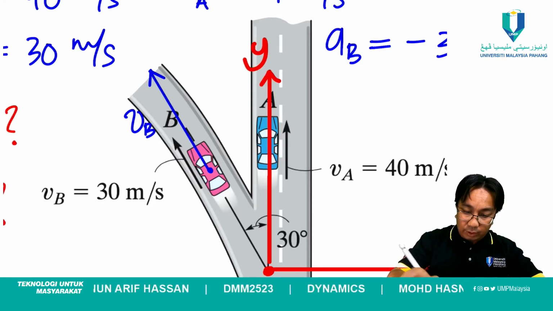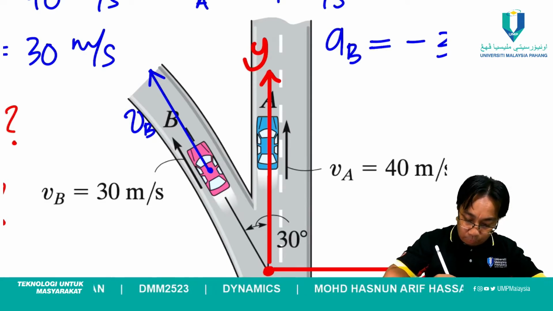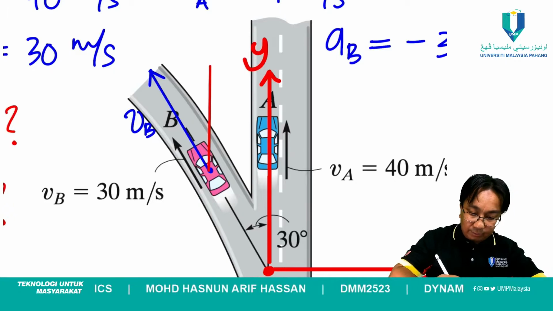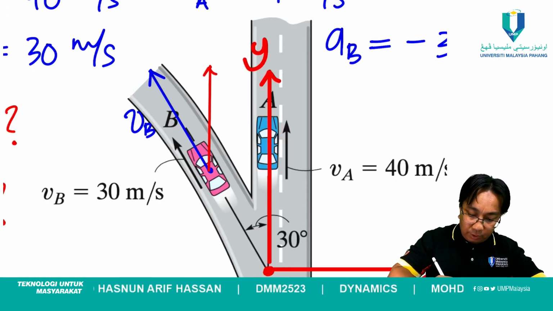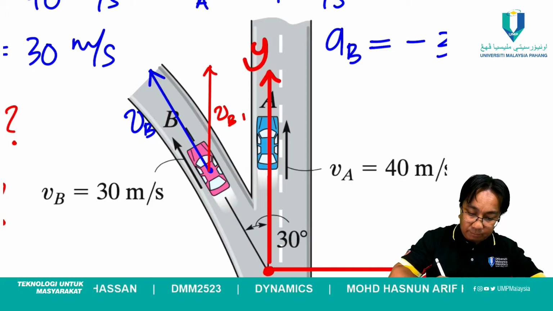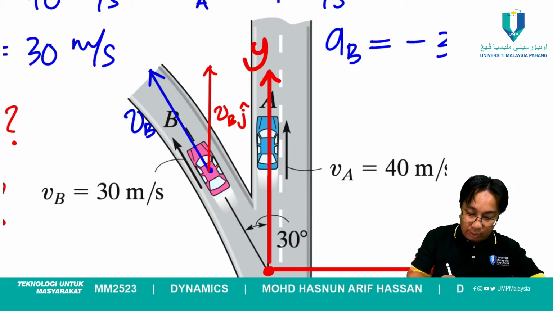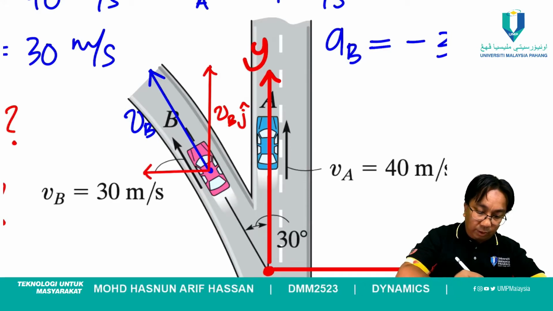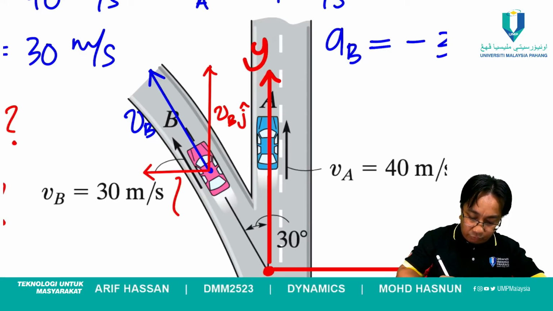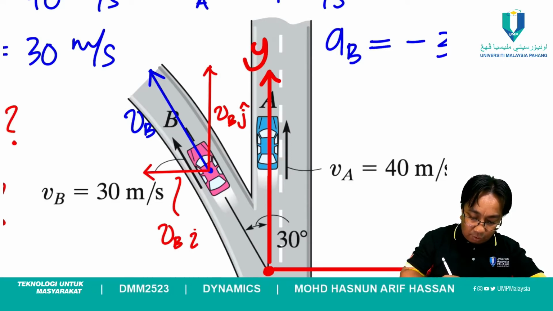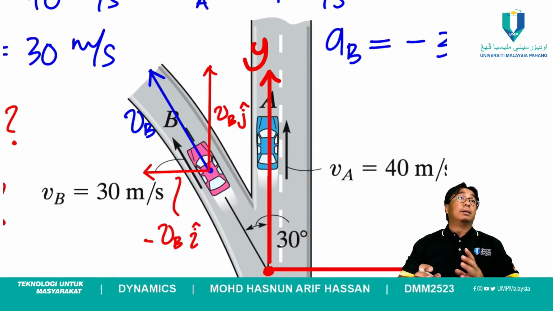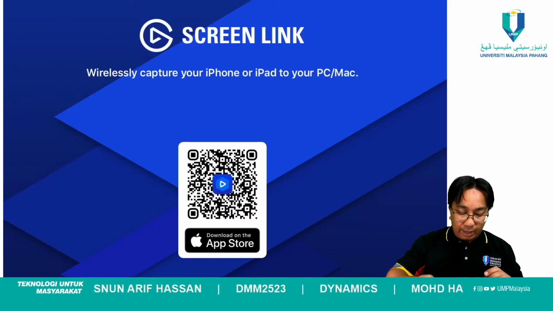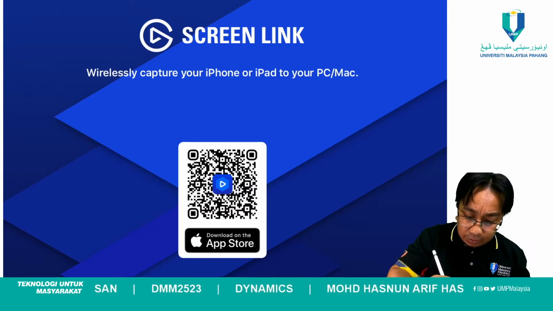Okay, so we're gonna have one component pointing up, which is in Y-axis. Okay, this is VBJ. Okay, and there is also another component going to the left. Okay, this will be VBI or minus VBI because it is going to the left. Okay, so two components of VB, I and J.